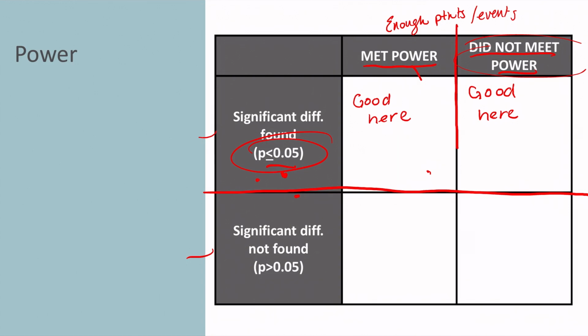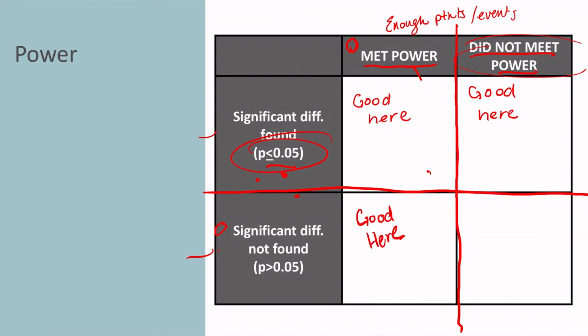Similarly, if we meet power and a significant difference is not found, it's okay because power did its job. AKA that there are enough patients in the population that we would have found a difference if there was a difference, and we just didn't find a difference.